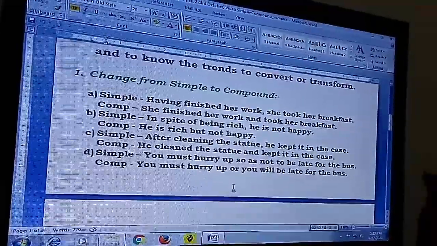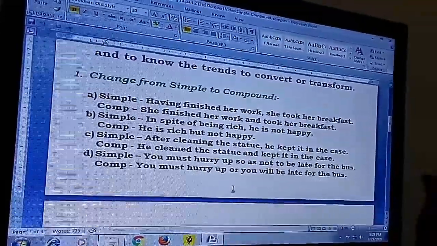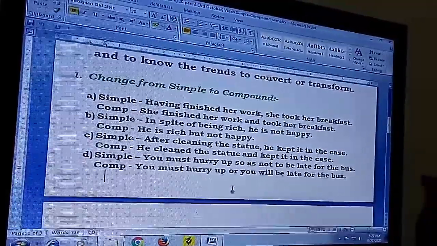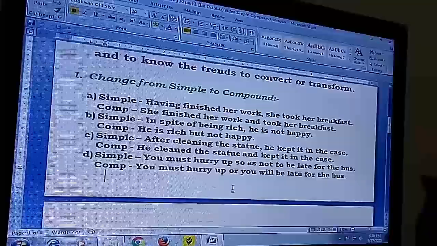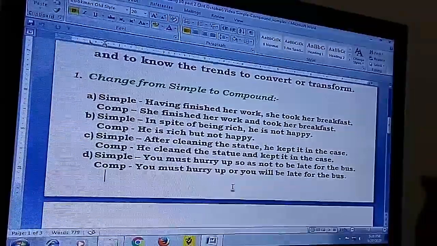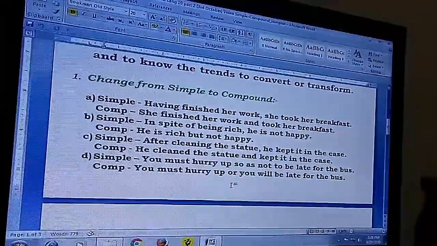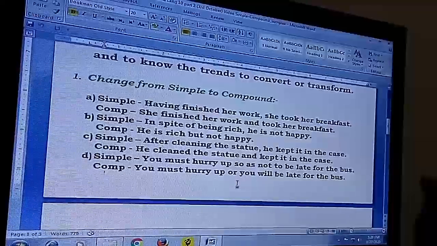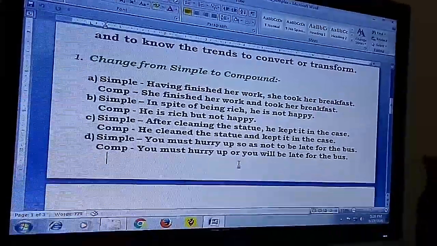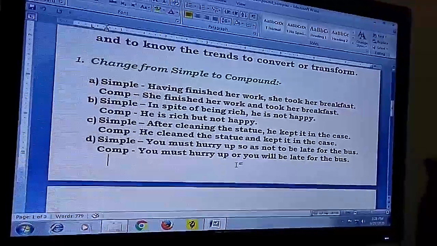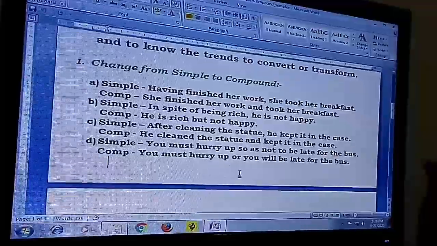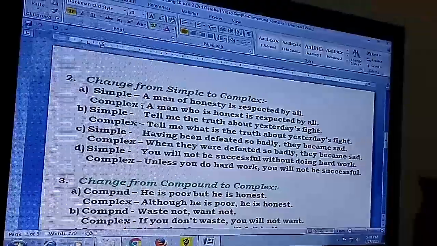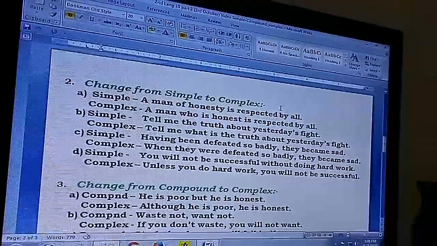And I tell you one thing very frankly: changing from compound to simple or from complex to simple is more difficult. From simple to compound or complex is much easier. But from complex to simple or from compound to simple, sometimes it becomes difficult. Anyhow, the next set of examples is changing from simple sentence to complex.